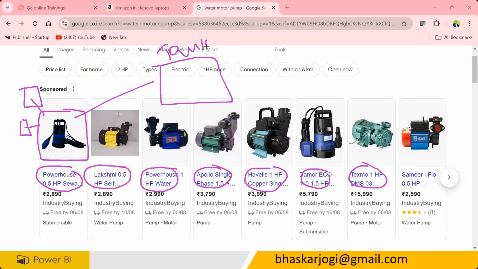Clear? What is this motor pump called? This is what is called your ETL. Clear? ETL is nothing but a motor pump only. My company, Microsoft, has SSIS. IBM gives you DataStage. So you can use different companies' motor pumps, right? Powerhouse, Apollo, Havells, Dam, or Texmo. So any pump you can use.